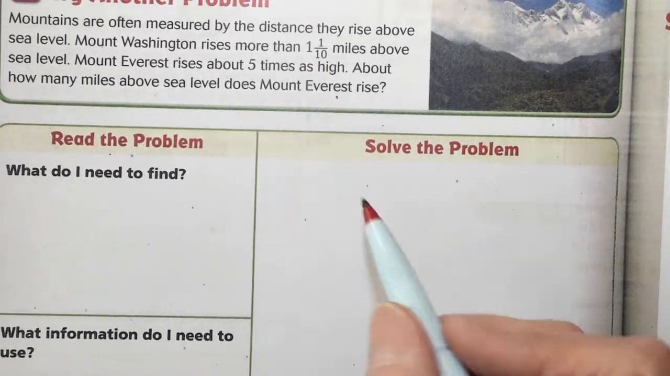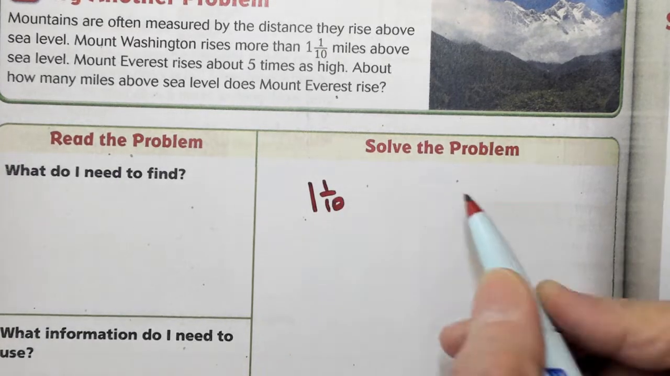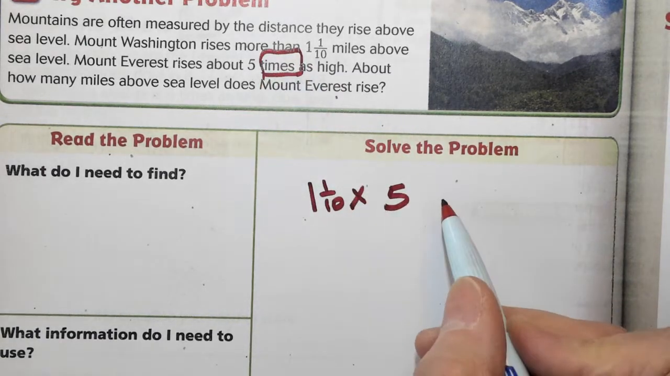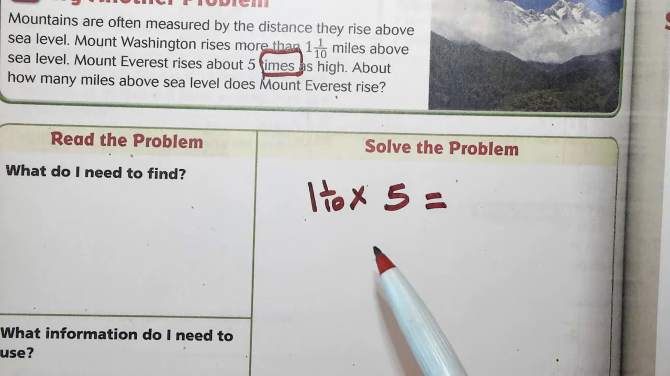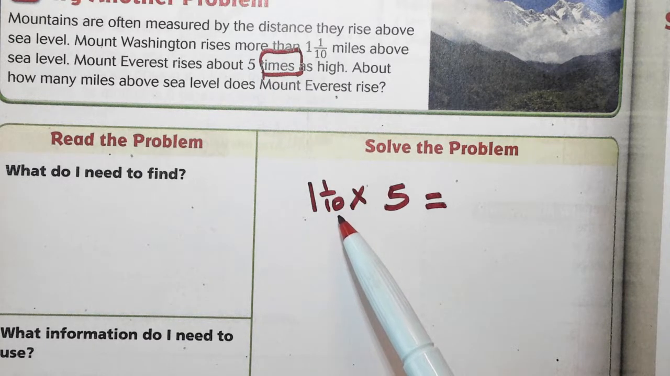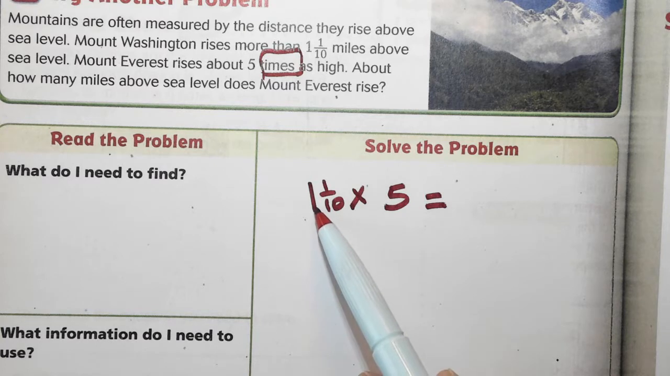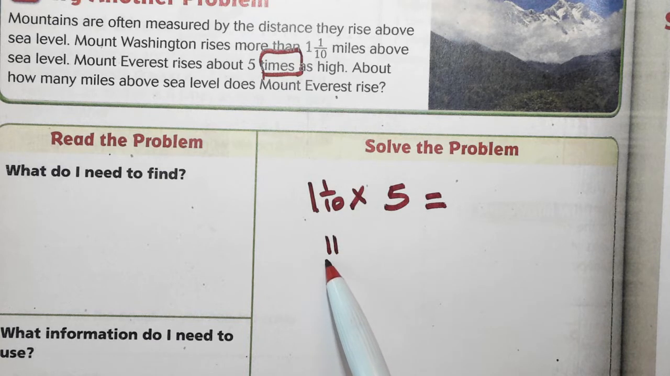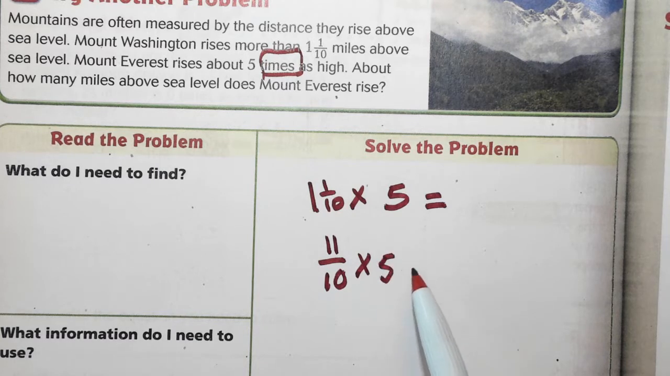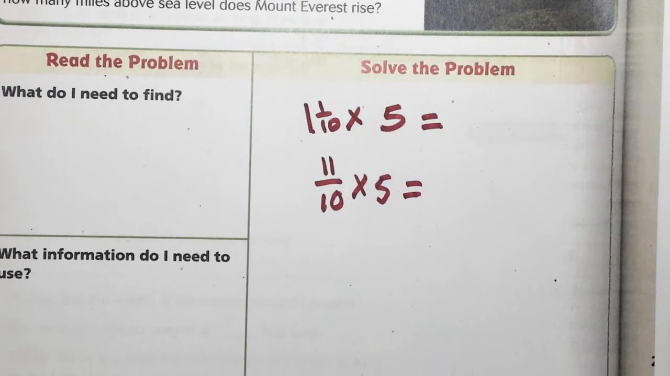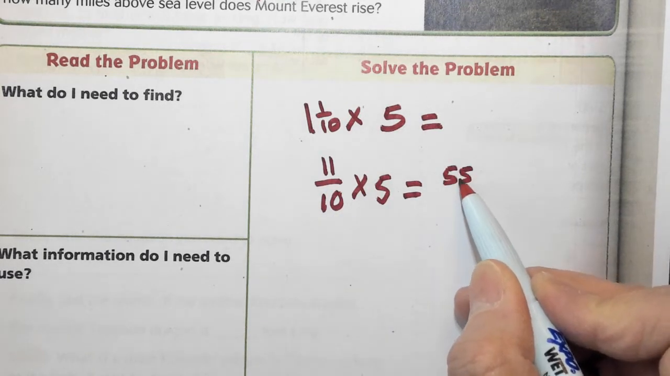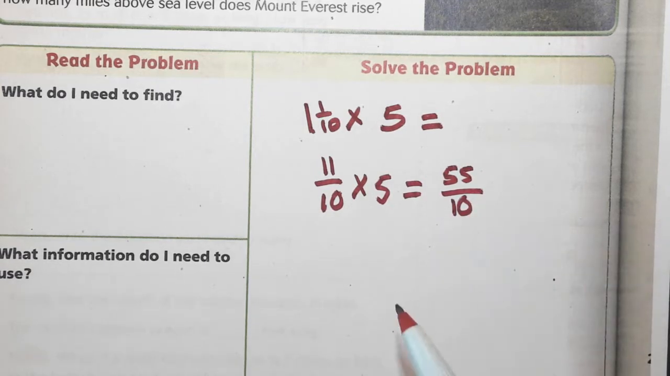We know we have two numbers here. We have 1 and 1/10, and we have 5. We also have a key word that shows us we are going to multiply. And remember, the rule is when we multiply times a mixed number, we have to change it to a fraction first. So 1 times 10 is 10, plus 1 is 11. It changes from a mixed number to a fraction, and then we can write the rest of our equation. Now we can actually multiply. 11 times 5 is 55, and the denominator stays the same.